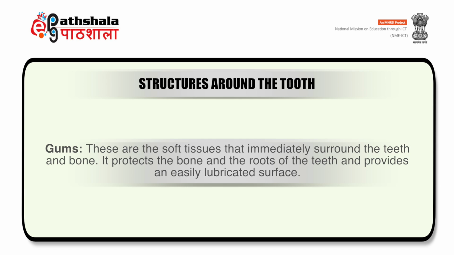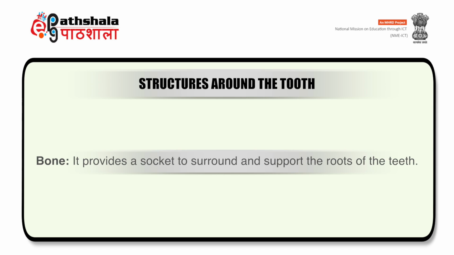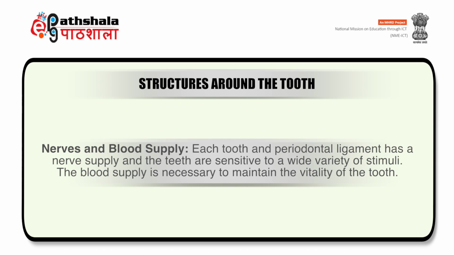Now gums. Gums are the soft tissues that immediately surround the teeth and the bone. It protects the bone and roots of the teeth and provides an easily lubricated surface. Bone provides a socket to surround and support the roots of the teeth. Lastly, the nerves and blood supply. Each tooth and periodontal ligament has a nerve supply, and the teeth are sensitive to a wide variety of stimuli. The blood supply is necessary to maintain the vitality of the tooth.